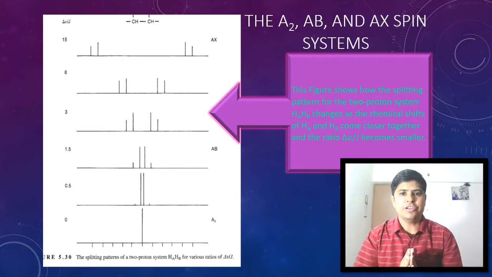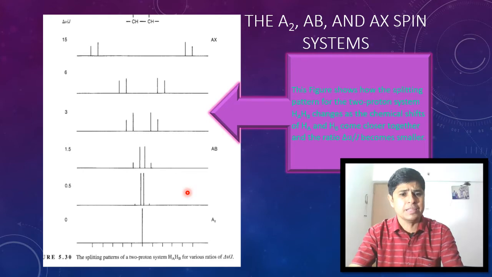See, in continuation of the last slide, that is A2, AB and AX spin systems, here we have a diagram or figure that describes spin systems A2, AB and AX. Okay, see, here there are two groups of protons, this is proton HA and this is proton HB. Now when these two protons are in different chemical environments, then we will have two doublets.